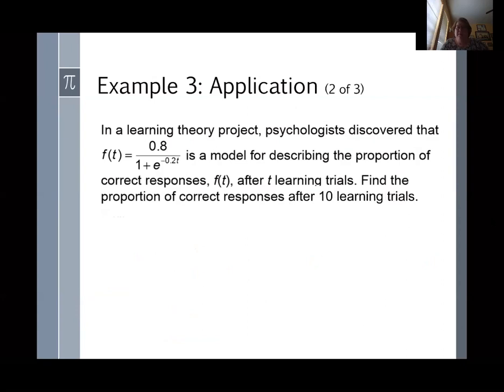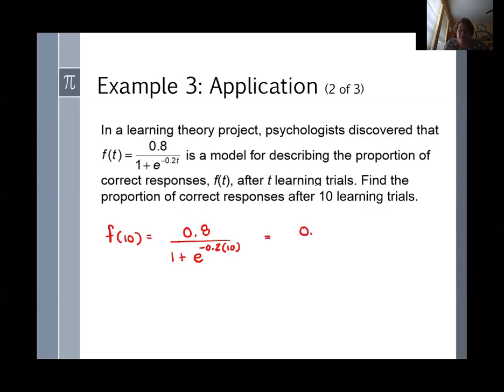What happens after 10 learning trials? What is the proportion of correct responses? So now you're finding f of 10. So again, we're just going to replace t in our logistic model with the number 10. So this is something you're going to have to do on your calculator for sure.